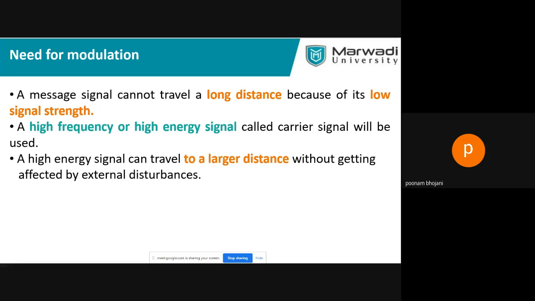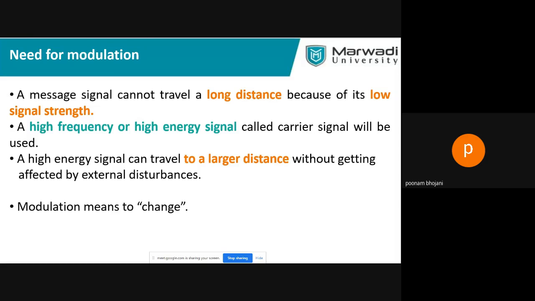High energy signal can travel to a larger distance without getting affected by external disturbances, that we have already seen, right? If you have low frequency signals nearby, let's say two antennas sending low frequency signals, then they can easily mix up, so interference can be more. But if you are using modulation, then the high frequency signal will be there. So the difference between the frequencies is such that you will not get any distortion or interference in the reception.